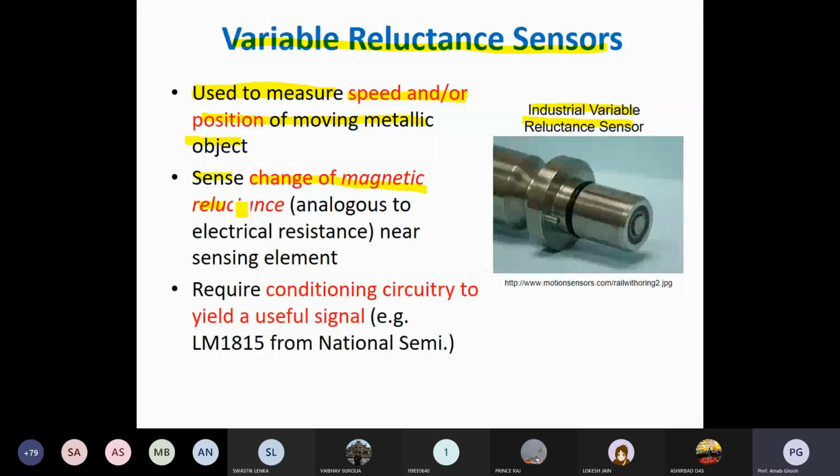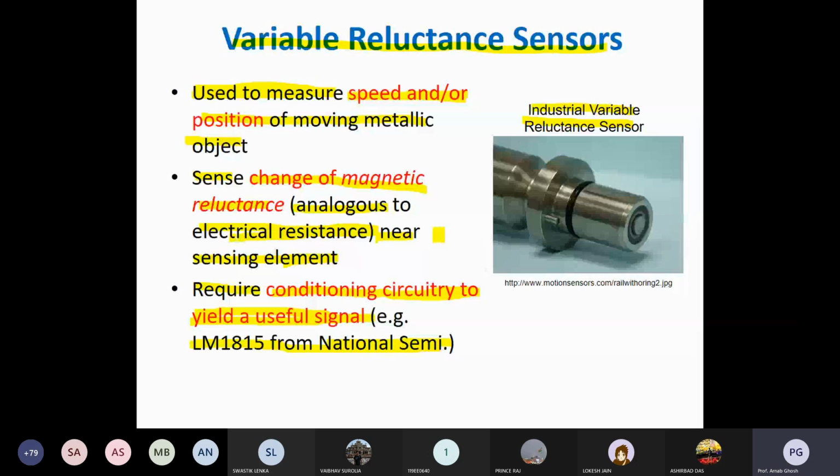And near the sensing element, an important thing is the required conditioning circuitry to produce a useful signal. An example is the LM1815 from National Semiconductor. So those examples are there of this type of sensor. You can see the diagram for the motion sensor, which is related to the variable reluctance sensor.